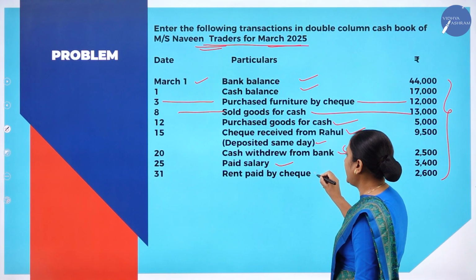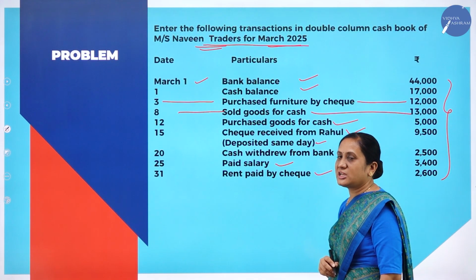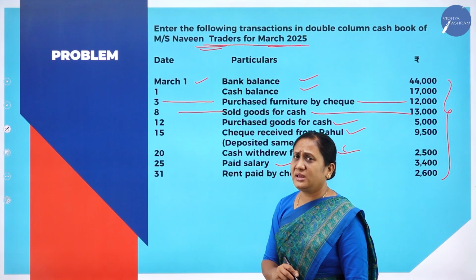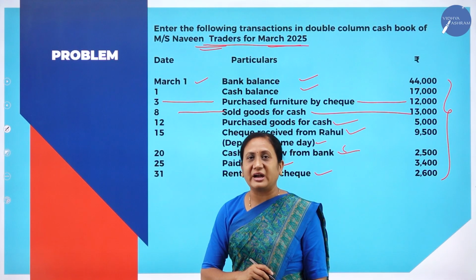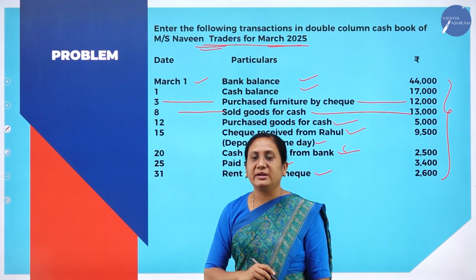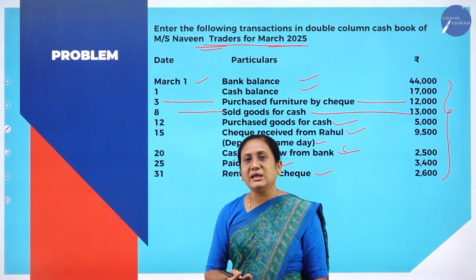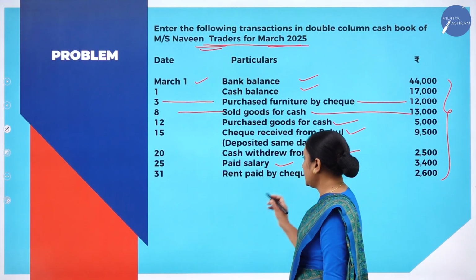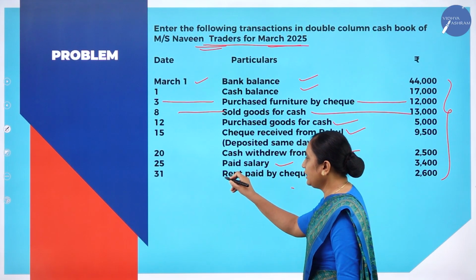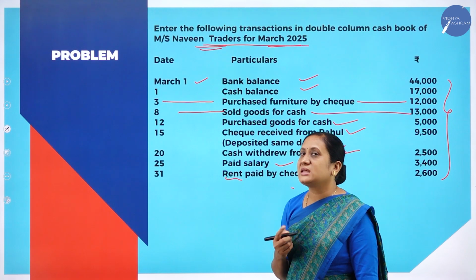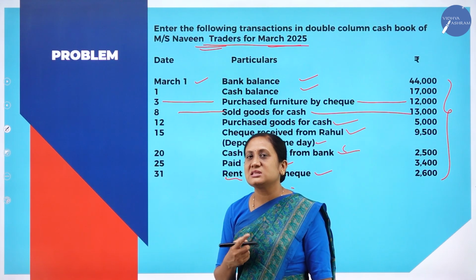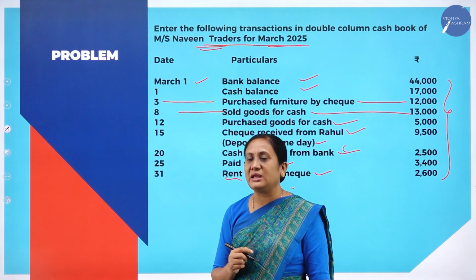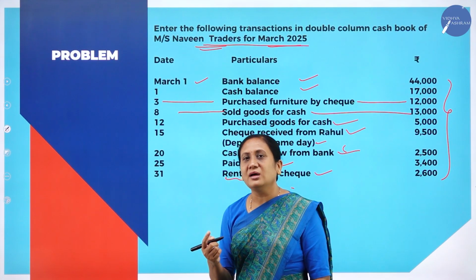Next, rent paid by check. Rent paid by check means what? The factory building is a rented building. For that, periodically the business is paying rent. And how is the business paying rent? That is through check. So paying rent is what? Rent is an expense to the business. When the business is paying rent, what is happening? The cash is going out of the business.